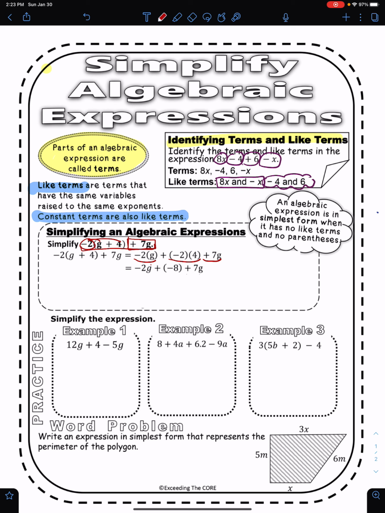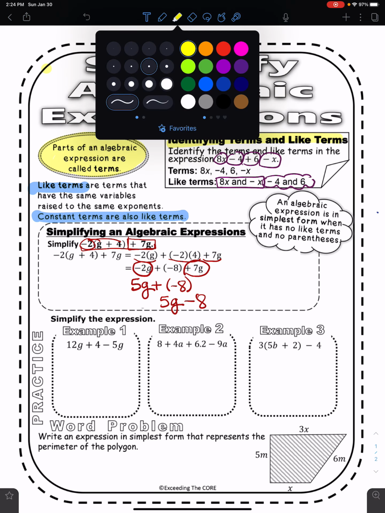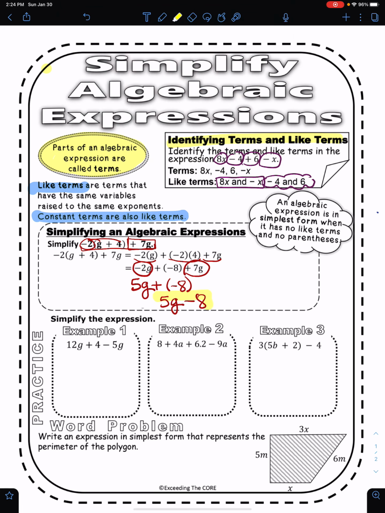Now we're going to combine like terms. I have a -2g and a 7g. Those are like terms because they both have a g. -2 plus 7 is 5, so 5g, and then plus that -8. And I showed you last time how a more common answer is just going to be 5g minus 8, because 5g minus 8 and 5g plus -8 are the same. This just is less writing and the more accepted way to write that answer.